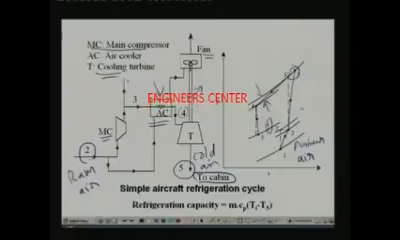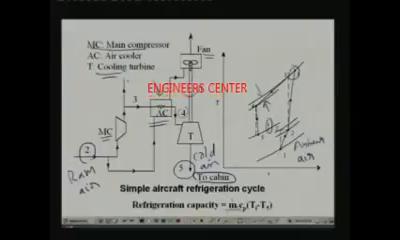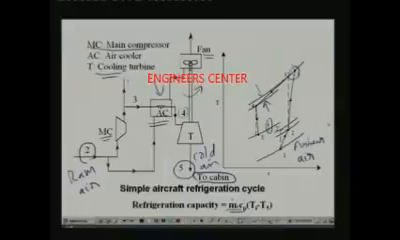What is the refrigeration capacity of this system? The refrigeration capacity is nothing but m dot Cp into (Ti minus T5), where Ti is the cabin temperature.